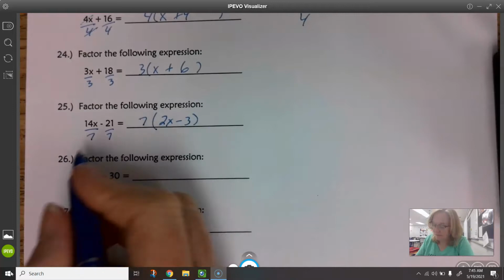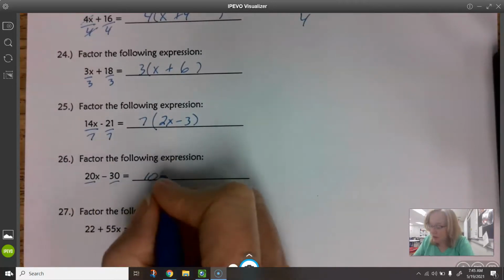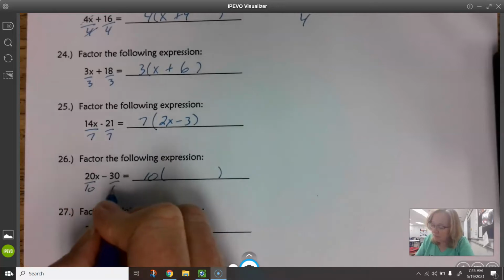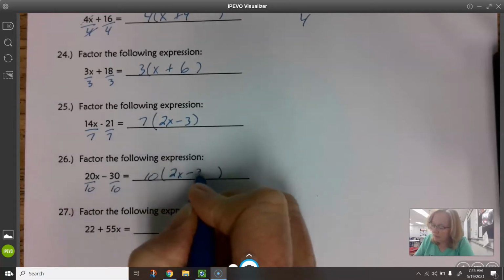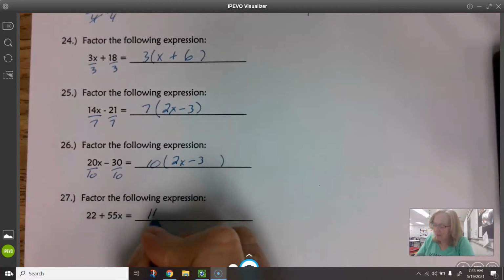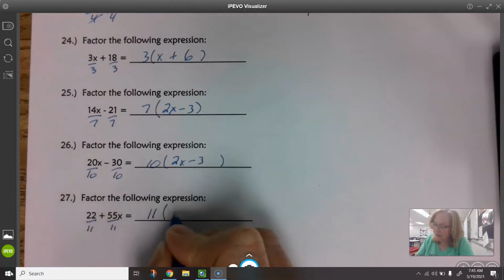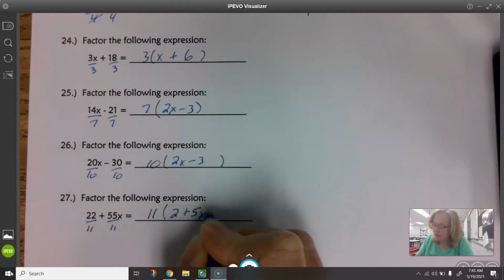Greatest common factor? That's right, 10. Those zeros kind of give you a clue. I like to put my greatest common factor up right away so I don't forget it. And the obvious one here? 11. See how they both have their double digits? So we know that 11 goes into both of them. I'm going to divide by 11 there. And I get 2 plus 5x.